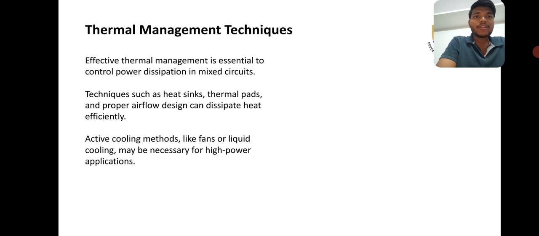Effective thermal management is essential to control power dissipation in mixed circuits. Techniques such as heat sinks, thermal pads, and proper airflow design can dissipate heat efficiently. Active cooling methods like fans or liquid cooling may be necessary for high power applications. These are the thermal management techniques.